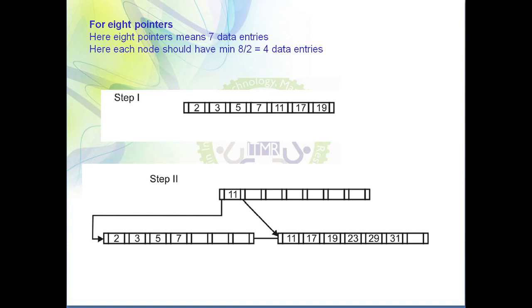So I hope you understand how to solve a numerical based on a B plus tree when the key values are given to you and the value of the pointers is given to you.